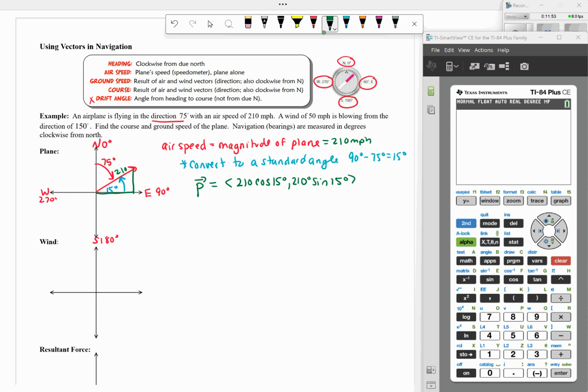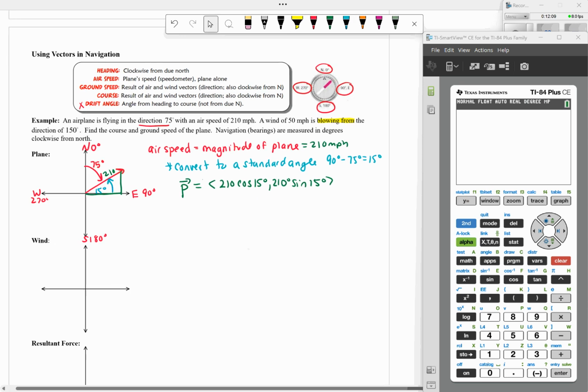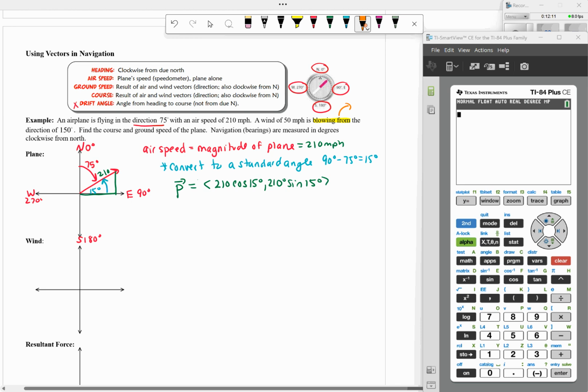And then it says a wind of 50 miles per hour is blowing from the direction of 150 degrees. You have to be careful here because it says it's blowing from the direction. So if we're blowing from and not in the direction, that means we're going the opposite direction. So it's just something that you're going to have to remember. So this is the opposite direction.